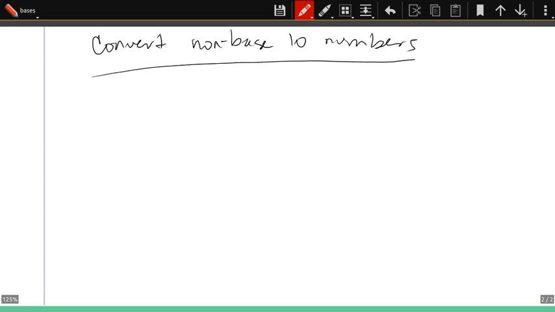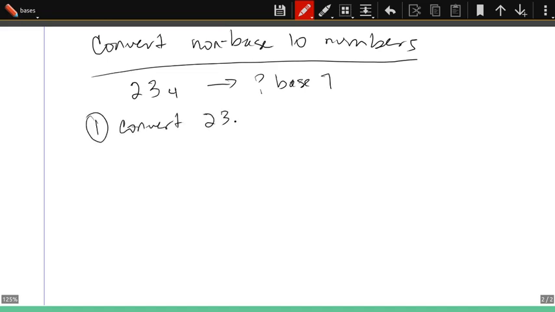So if we're converting non-base 10 numbers, we'll look at the number 23 in base 4, and let's say we want to go to base 7. So the first thing we have to do is convert 23 in base 4 to base 10. So step 1, convert 23 in base 4 to base 10.